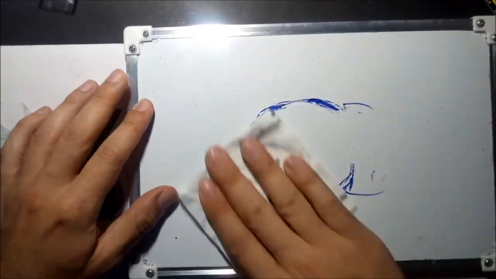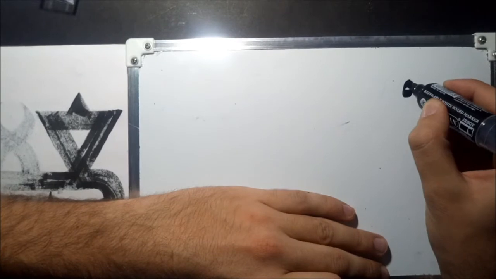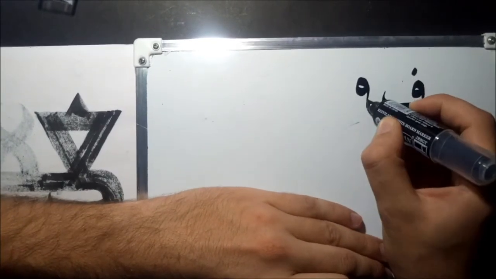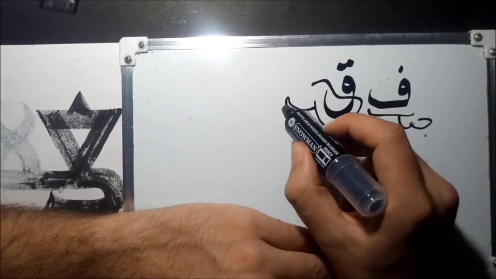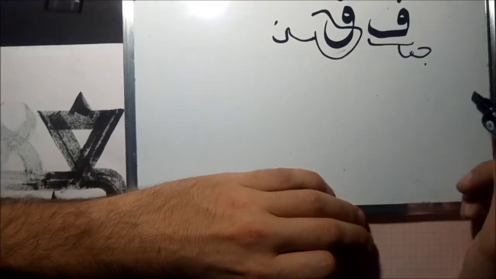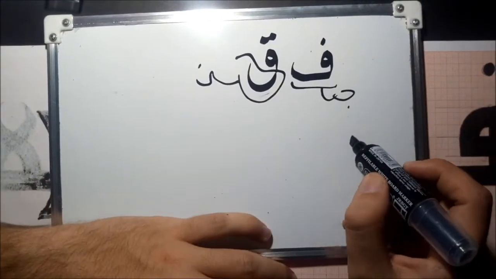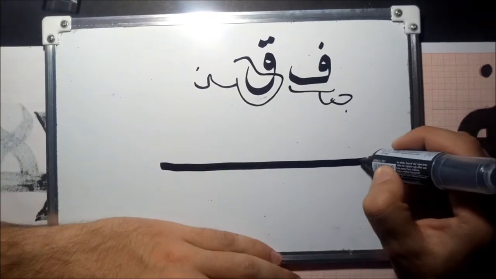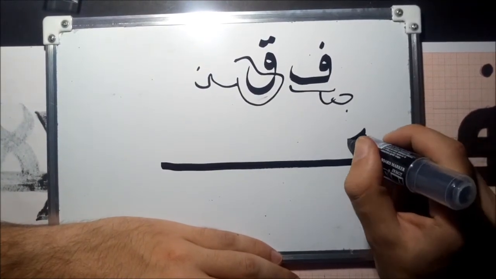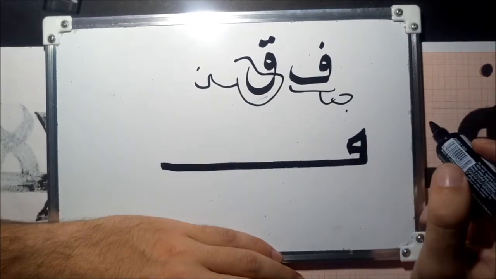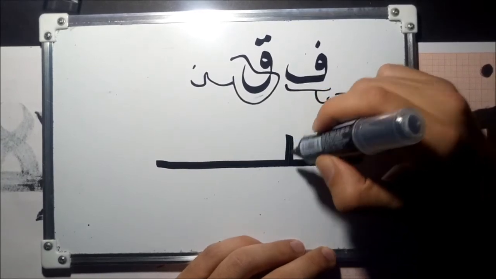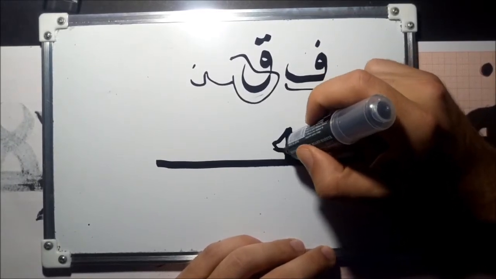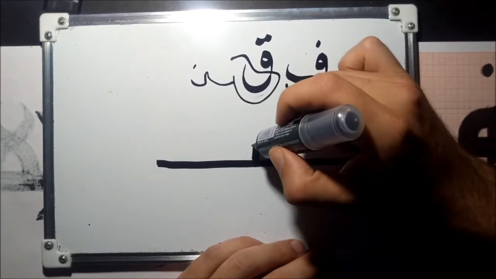Let's do a quick review of what we've learned today. We've got the letters Faa and Qaaf. We know that Faa is based on a Ba, Qaaf is based on a Noon. Therefore, when we drew them, we had some differences between them. This is our baseline. At the beginning, they both look the same. Something like this. At the middle, we said we can either have them like this, or with the other shape that we've just learned.